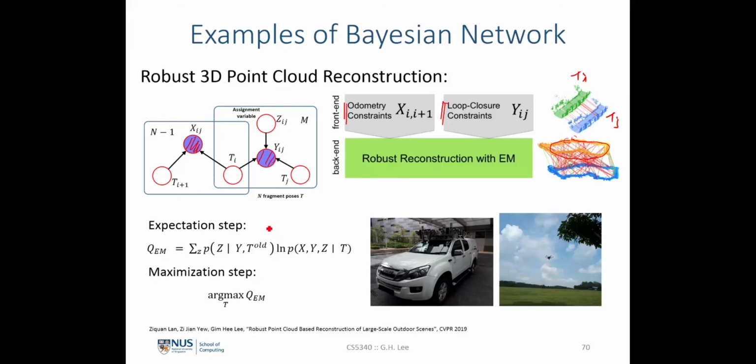I'm not going into the very detail of the technique, but we make use of the expectation maximization algorithm to solve this, because there is an unknown parameter, which is T over here, as well as a latent set of random variables, which are the assignment random variables over here, that we need to solve in an iterative step of expectation and maximization.